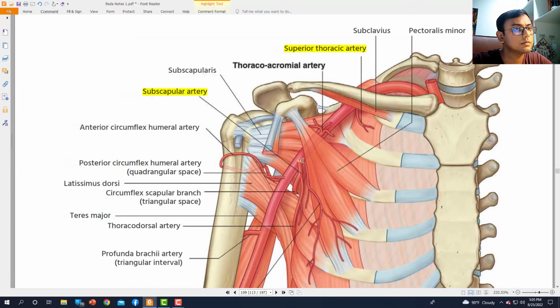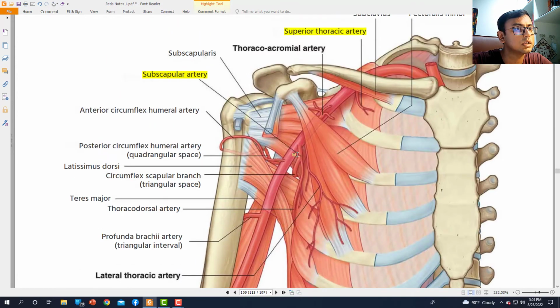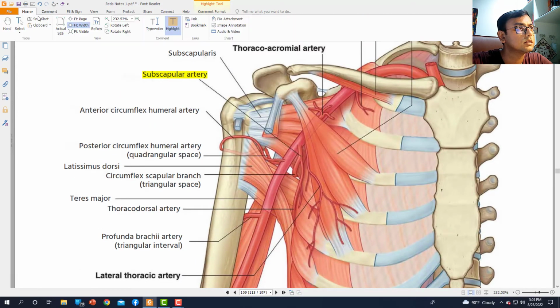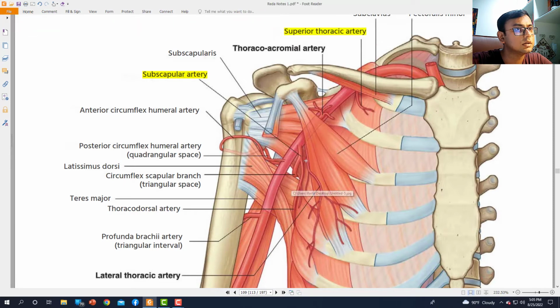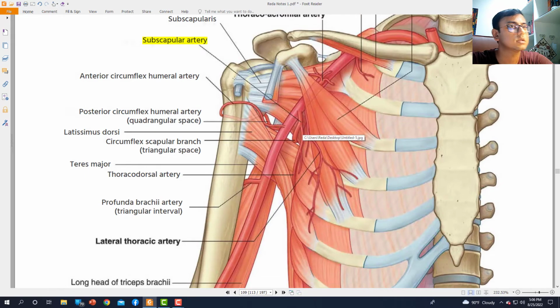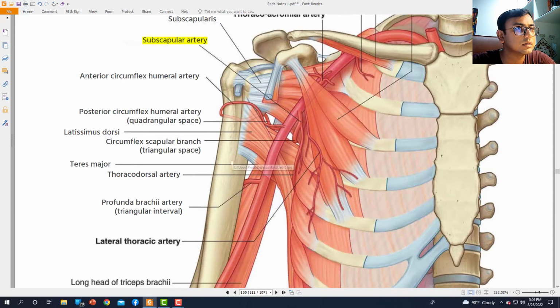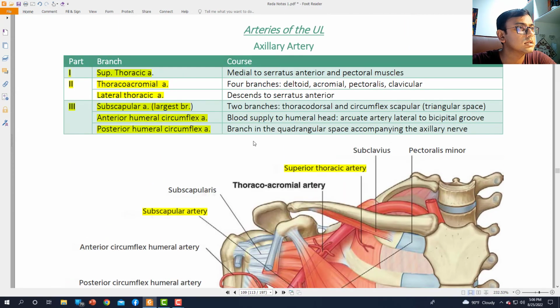A full area is supplied by the subscapular. Another one is the lateral thoracic. So here are two branches. One is the lateral thoracic, which gives supply to the thoracic wall, and this is called the subscapular artery. These two arteries come from the second part of the axillary, and the third part has three things: anterior and posterior circumflex humeral arteries, and the subscapular artery. Okay.